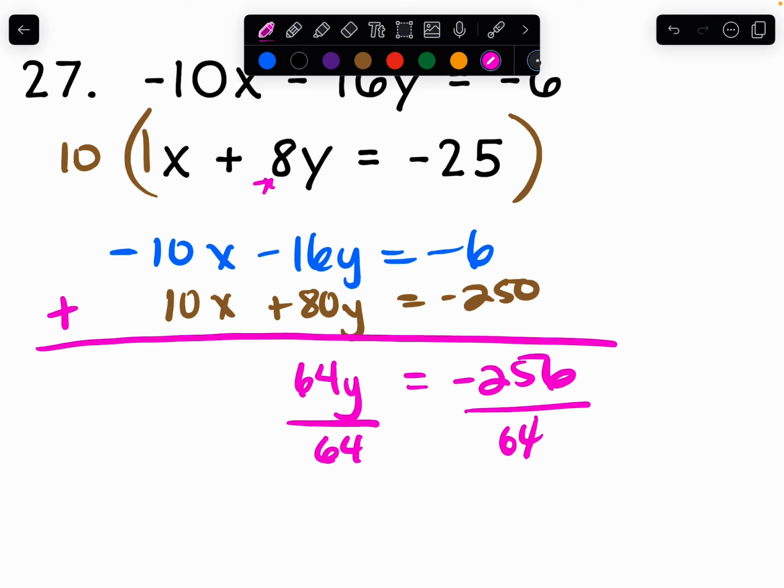Oh my gosh, these dogs. Negative 4. So my y value is negative 4.